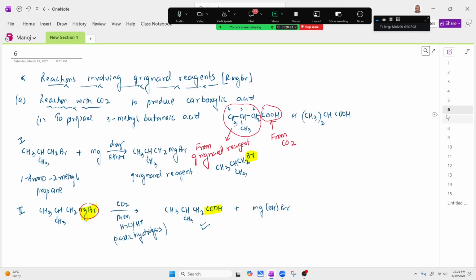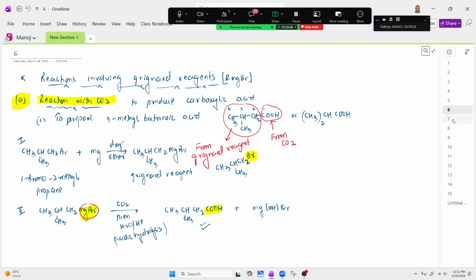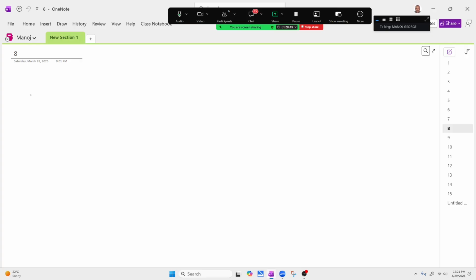So the first one was reaction with CO2. And now what you learned here is when I do reaction with CO2, I get what is called a carboxylic acid. Okay. Now this is the B part. The B part is a reaction with one particular aldehyde. Reaction with methanal. Only methanal at this point of time. HCHO.